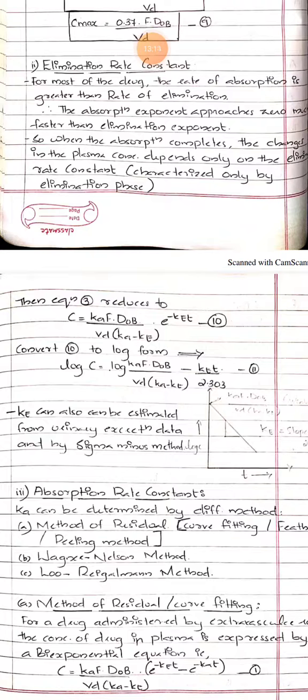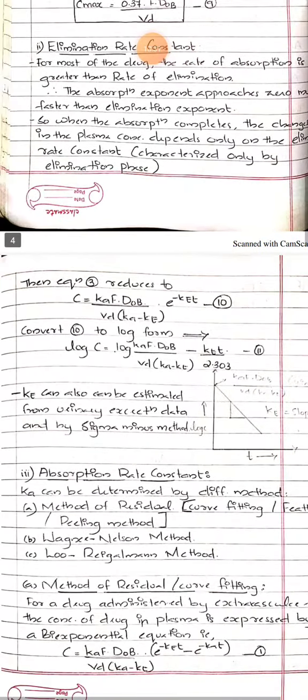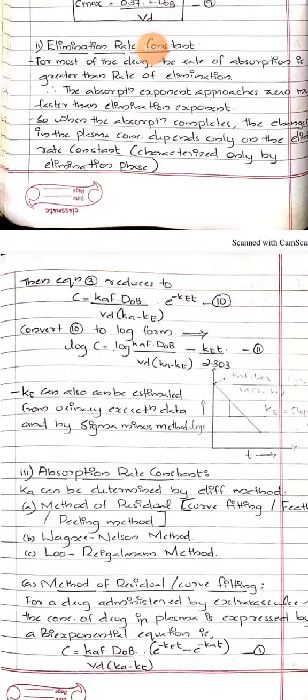Then you can convert that into its log form: log C = log [Ka × F × D0B / (Vd × (Ka − Ke))] − Ke × t / 2.303. So we can plot the logarithmic graph of this linear equation, get a straight line, take the slope to find out Ke, and the y-intercept will be the remaining part of the equation.